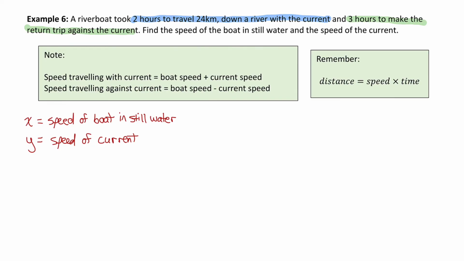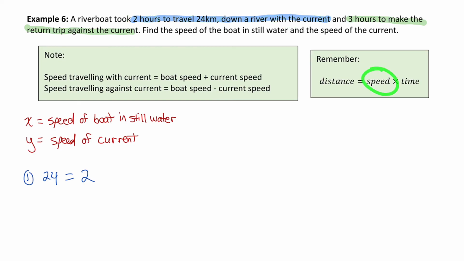When traveling with the current, the distance traveled is 24 kilometers. So using this equation, I can set distance equal to 24, and that distance would equal the boat's speed times the time. Well, I know the time. It says it took 2 hours for that trip. So I can do 2, and I have to multiply that by the boat's speed.